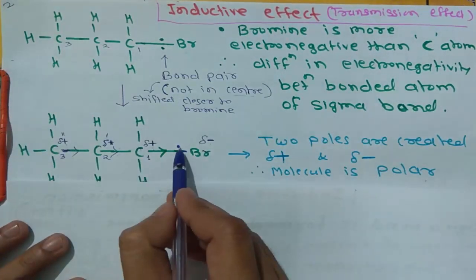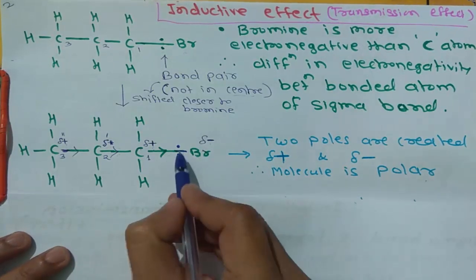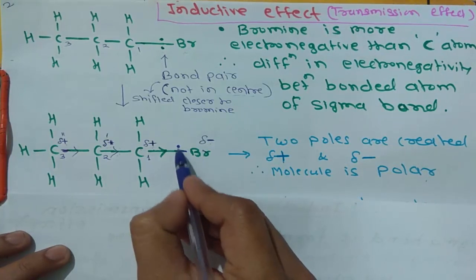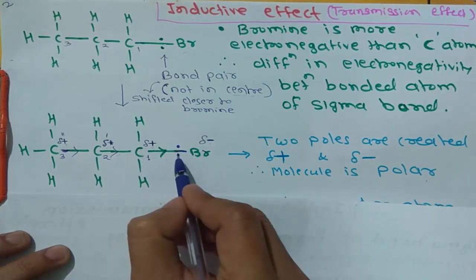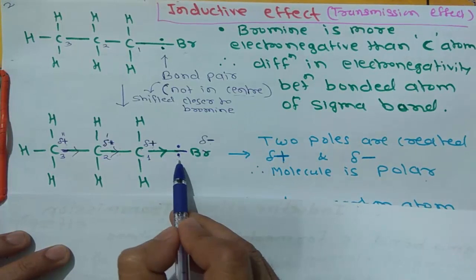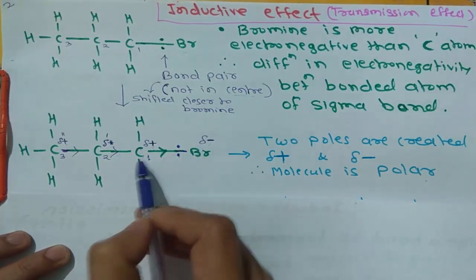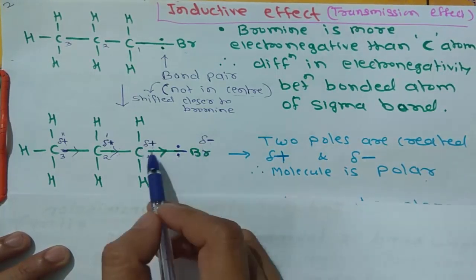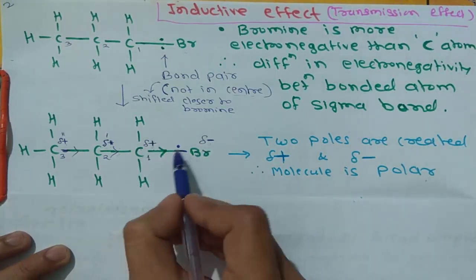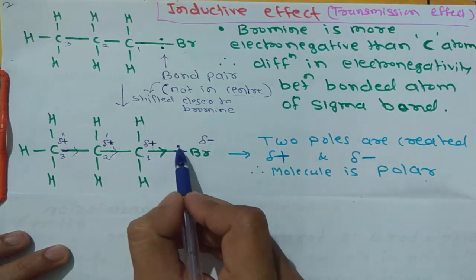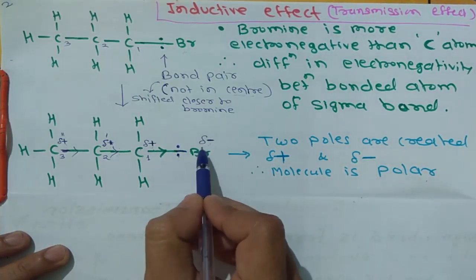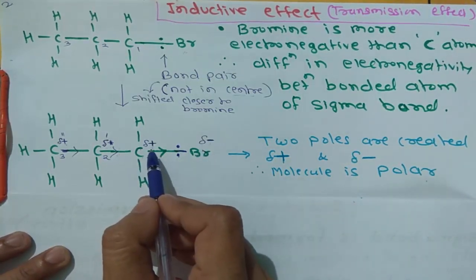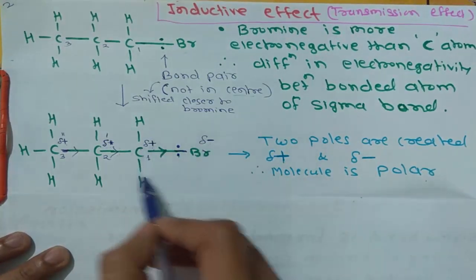Due to the shifting of the bond pair of electrons between the carbon and bromine closer towards the bromine, the bromine acquires the delta negative charge and the carbon acquires the delta positive charge. Means two poles are created, and this molecule becomes polar.